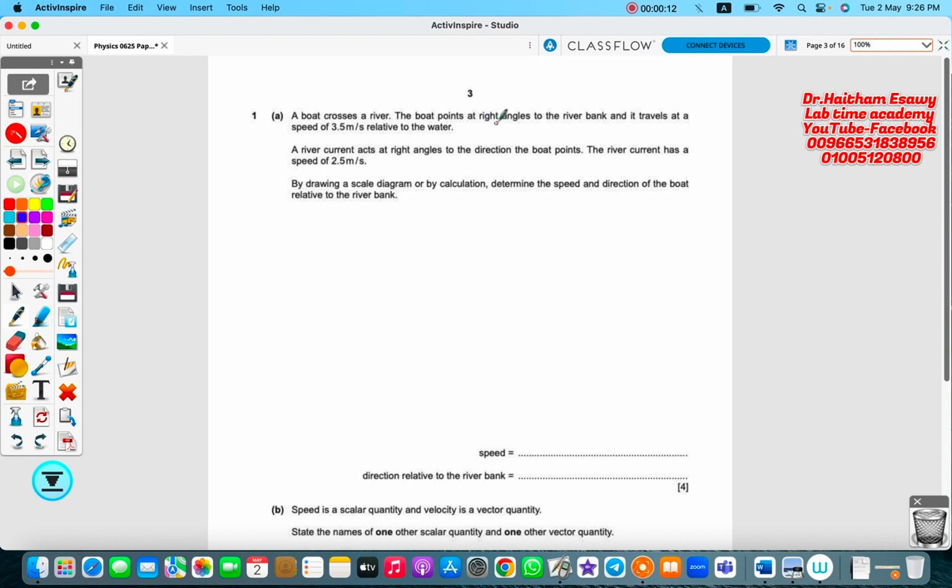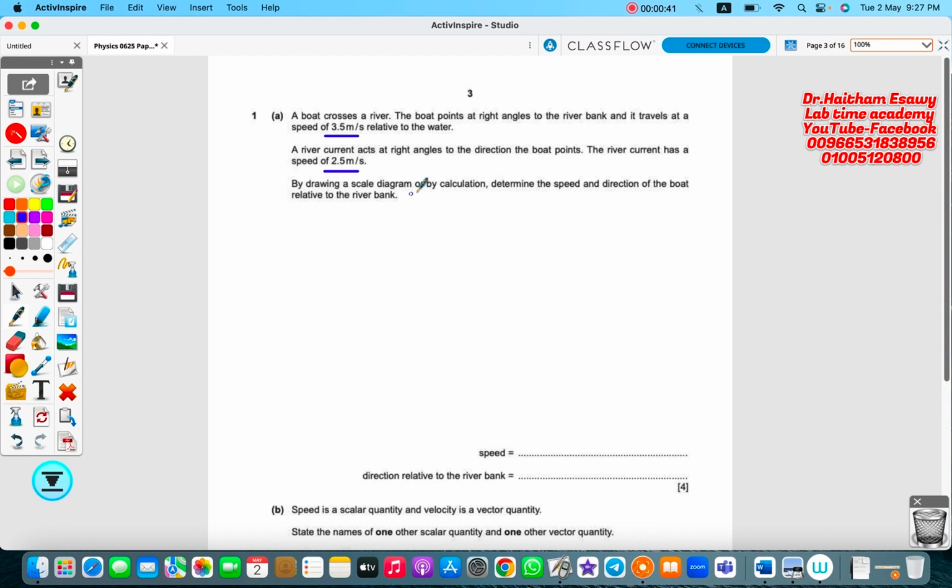The boat points at right angles to the river bank and it travels at a speed of 3.5 meters per second relative to the water. So this is the speed of the boat relative to the water. A river current acts at right angles to the direction the boat points. The river current has a speed of 2.5 meters per second. So this is the direction of the river current. And he said the two directions have a right angle between them, 90 degrees.